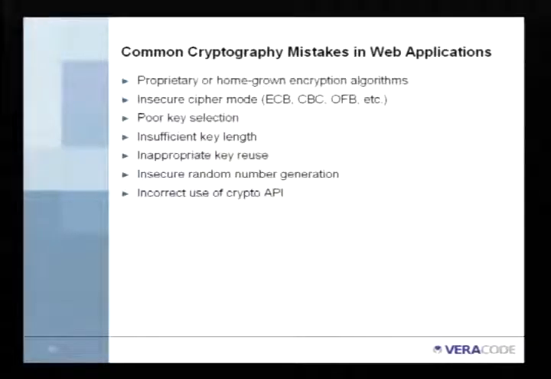Insecure, or incorrect, use of the crypto API comes down to a lot of understanding of what you're actually doing when you're calling some function to encrypt something. What is the default mode? How is this actually operating? Do you really understand what the crypto API is doing, or are you just using it and looking at the data that comes out and saying, okay, it's not readable, so it must be working?